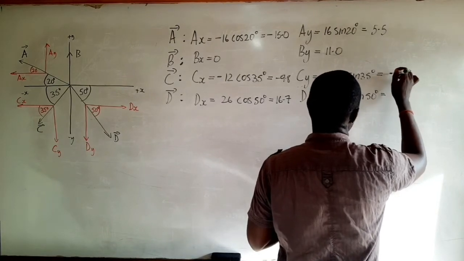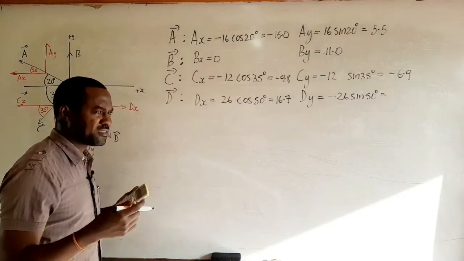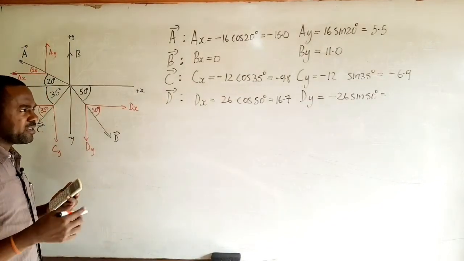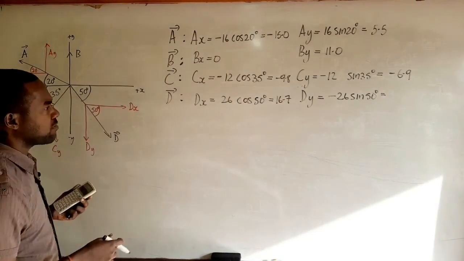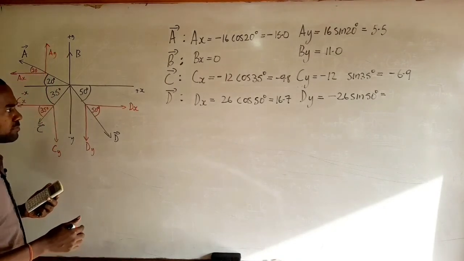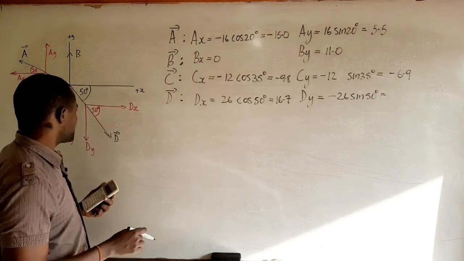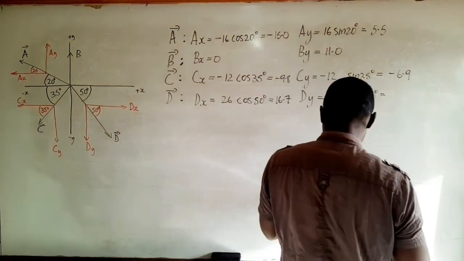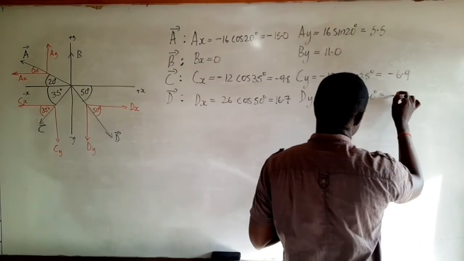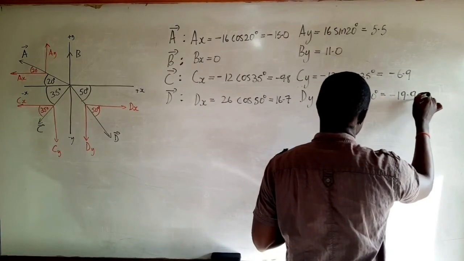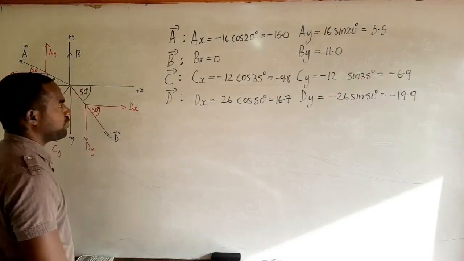So when dealing with our vector components, you must be careful with our signs, because if we simply omit a minus sign where there's supposed to be one, then our final answer will be incorrect, right? So you must be careful with the directions and the respective signs for these components. For dy, which acts in the negative y direction, is going to be given as minus 26 sine 50. And that gives us minus 19.9. Right?